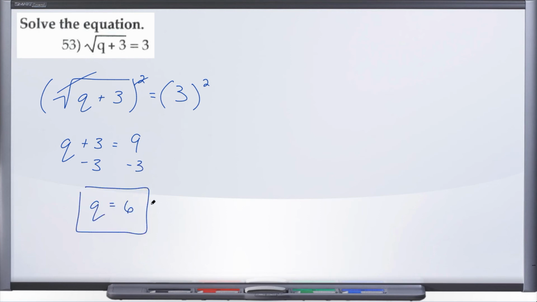And let's go ahead and plug it back in just to see whether or not we get a true statement. So if q is 6, we get 6 plus 3 is 9. What is radical 9? Well, radical 9 is 3. So if q is 6, we get a true statement. So we know that our answer for 53 is correct.